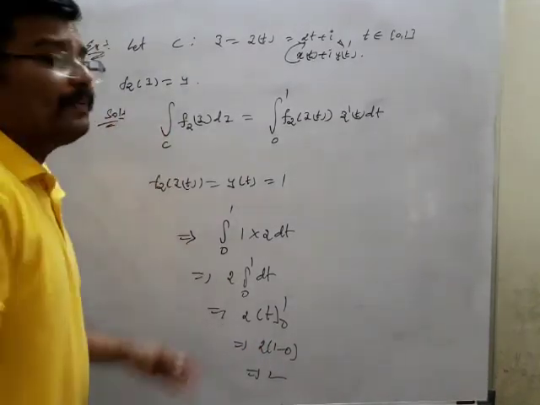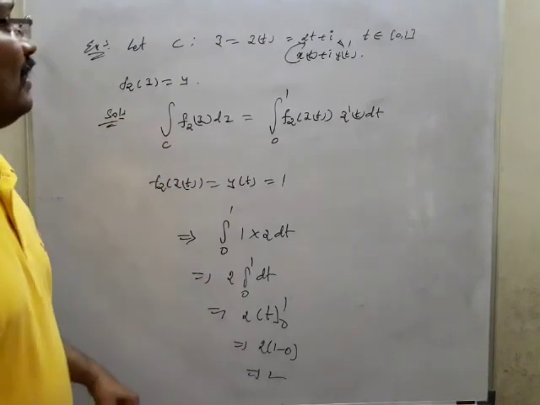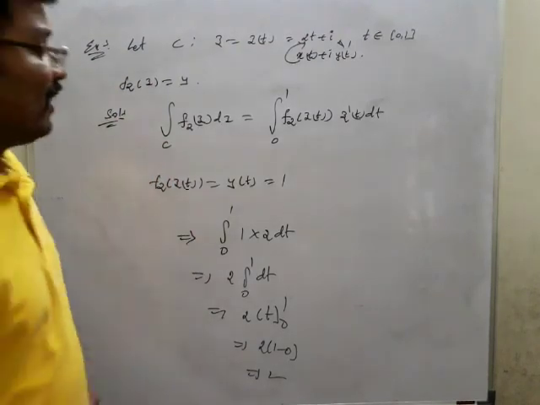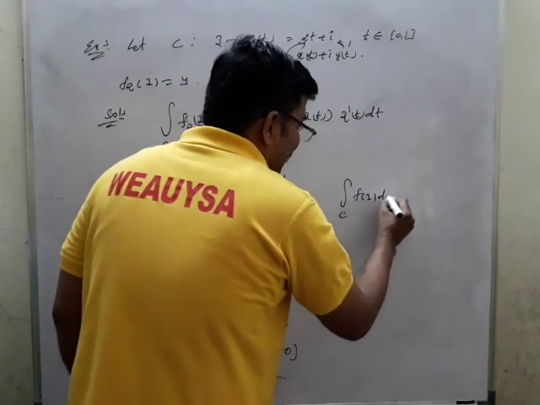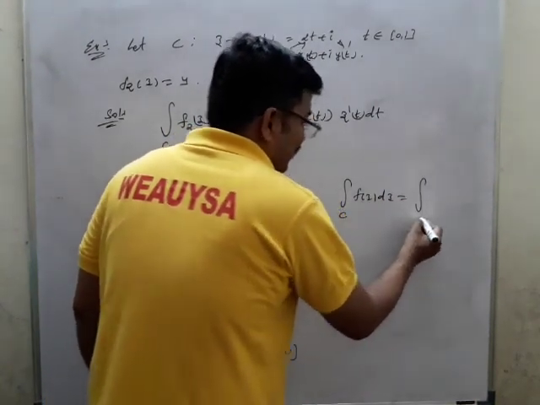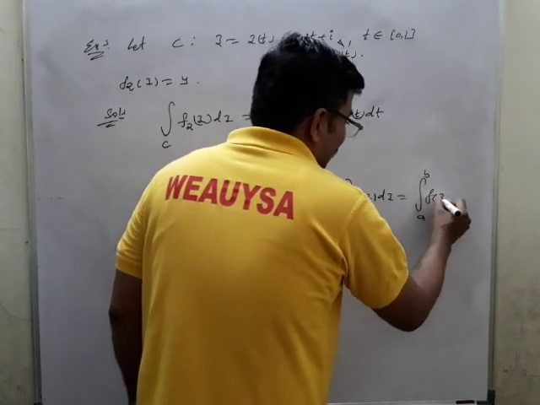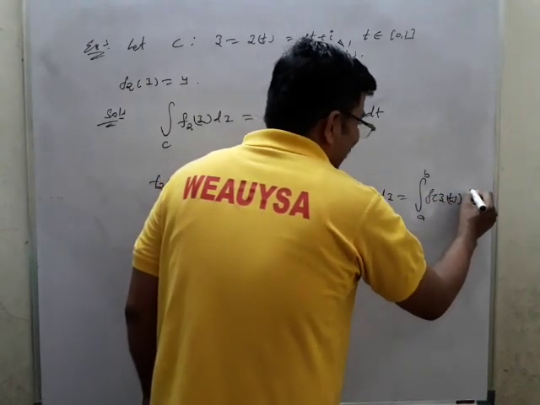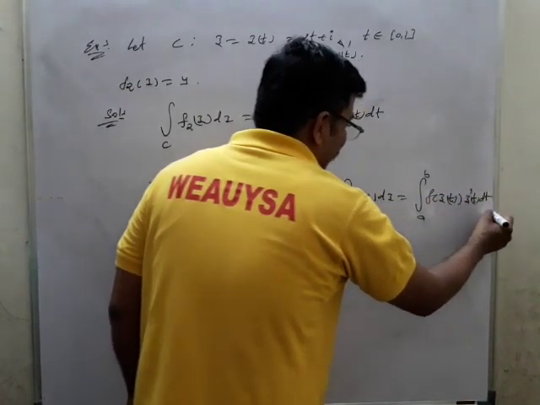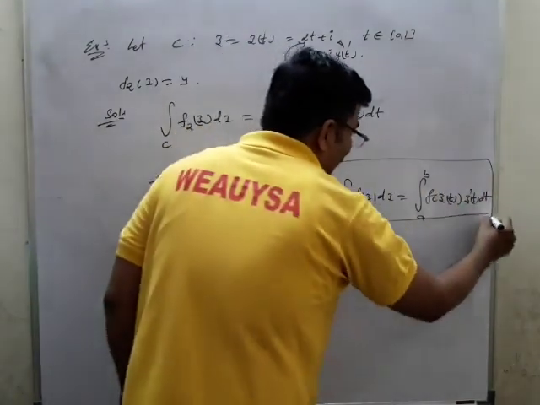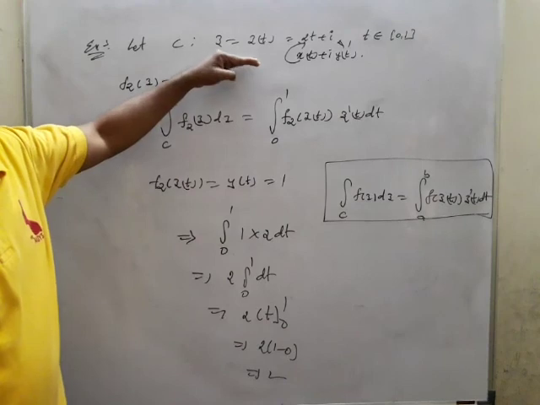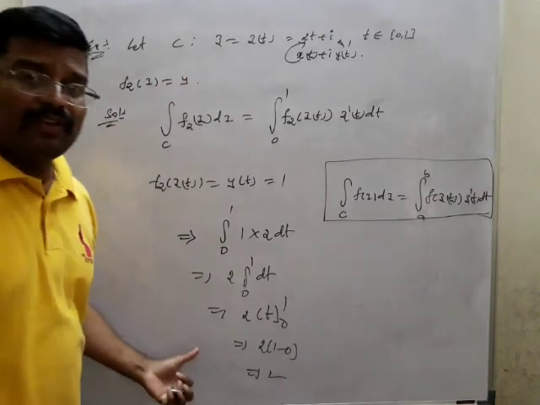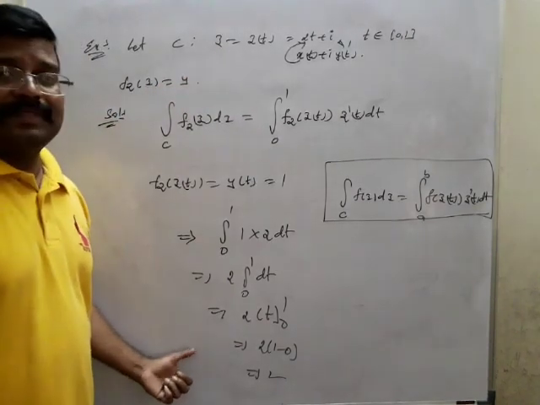Like this, many problems we can solve by making use of the formula, so that we are able to understand. The formula is the integral over C of f of z dz is equal to the integral from a to b of f of z of t into z dash of t dt. This is the only formula we use to get the value over any given curve. I hope that you understood the problems. Thank you.